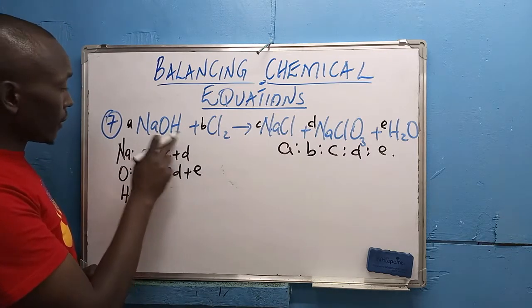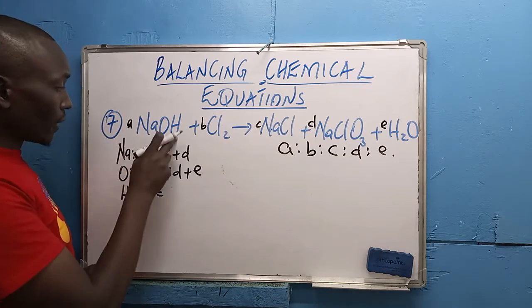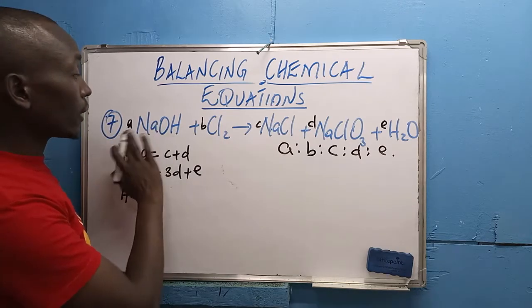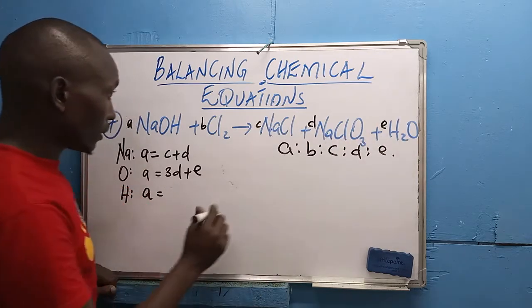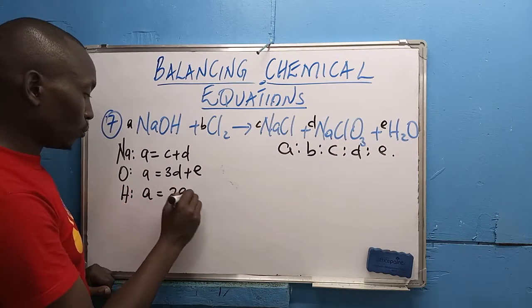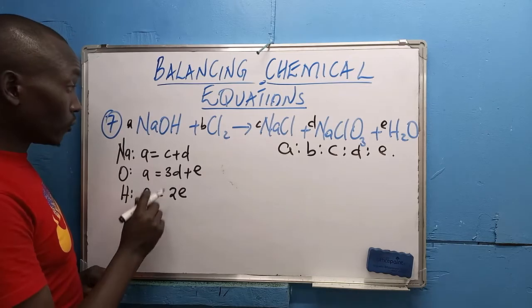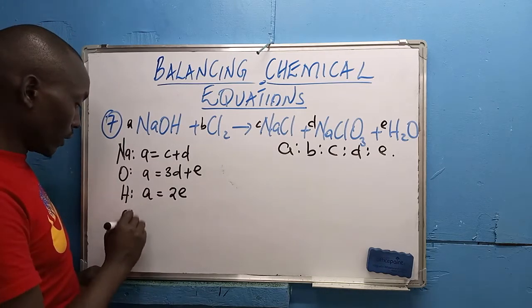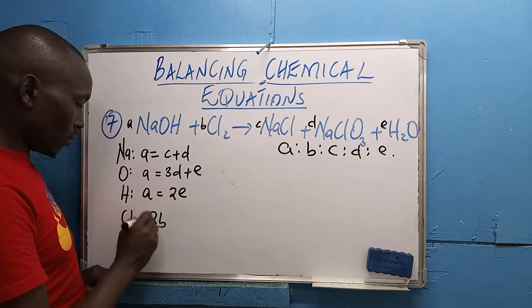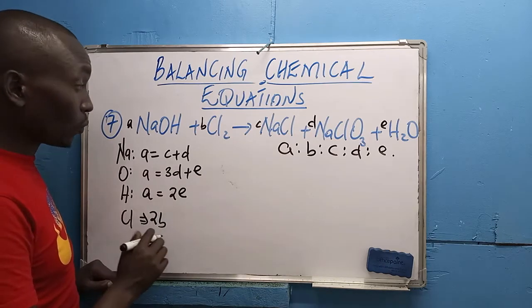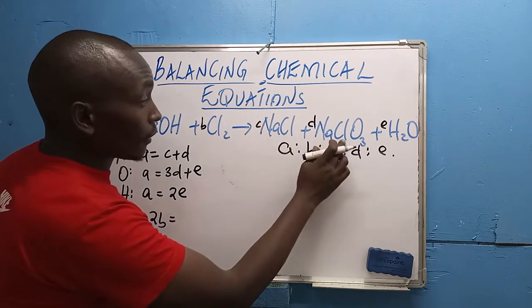Hydrogen, there is 1 here, so it is 1 times A there. There is no other hydrogen here, so I go to the other side. There's no hydrogen, so hydrogen is there, 2E. Good. I can go to the last one here, the chlorine. Chlorine, there is 2 times B, 2B equals C, and then there is D.